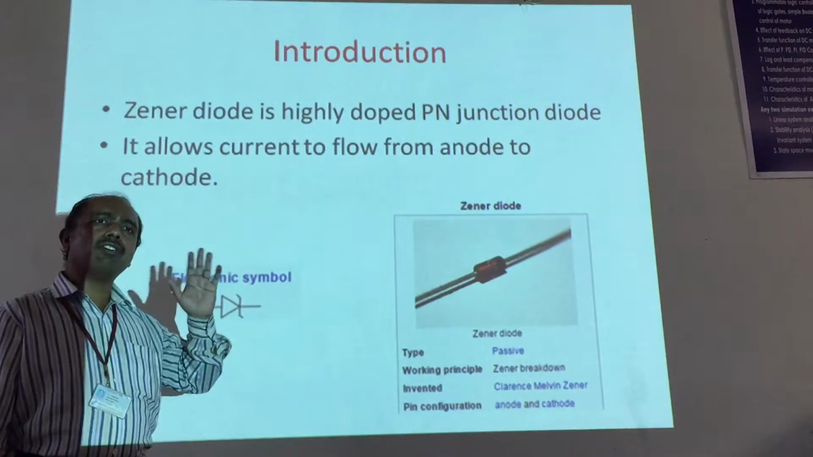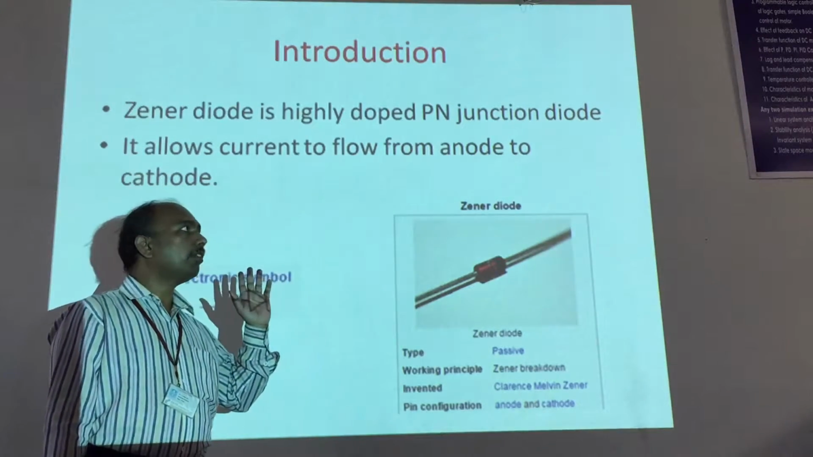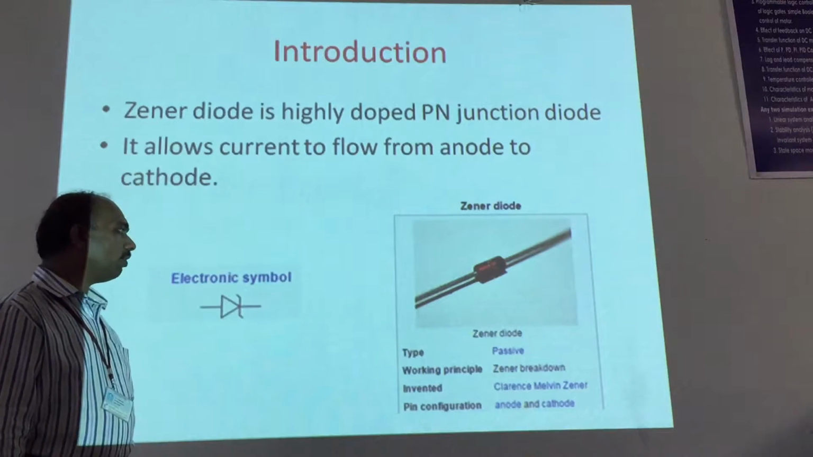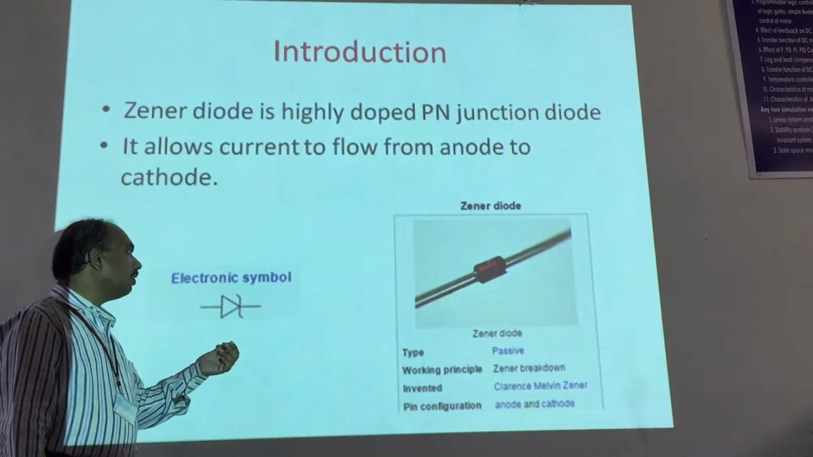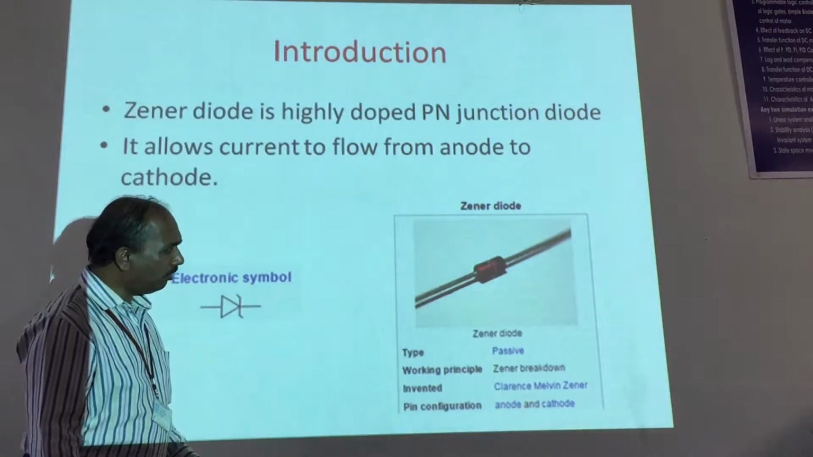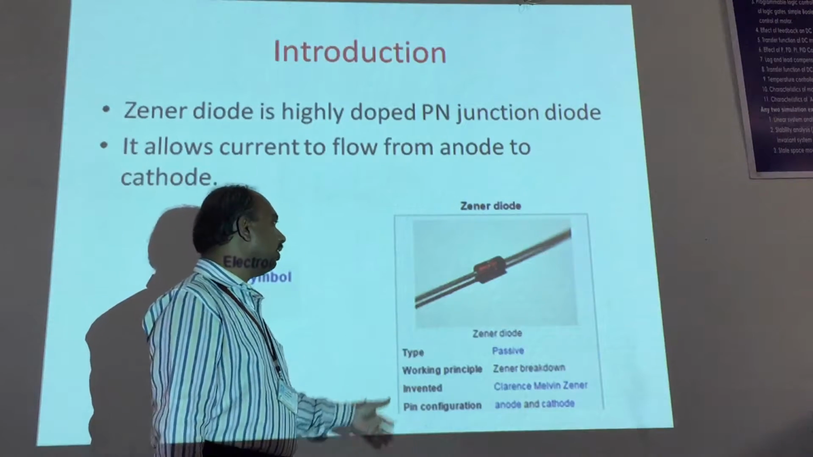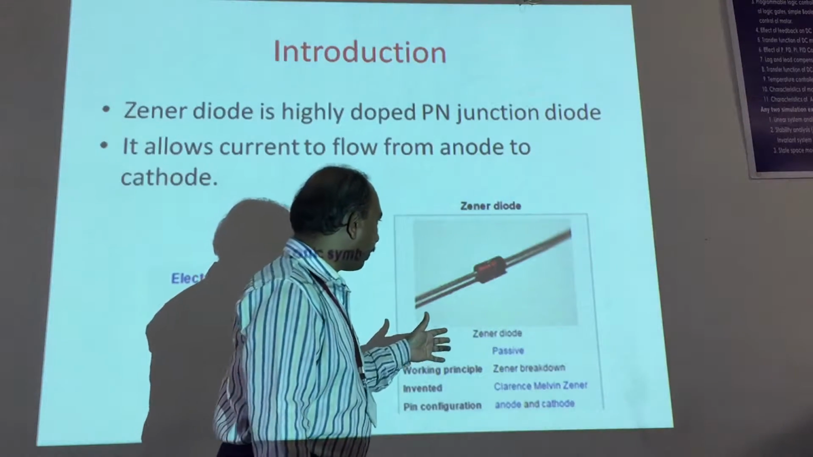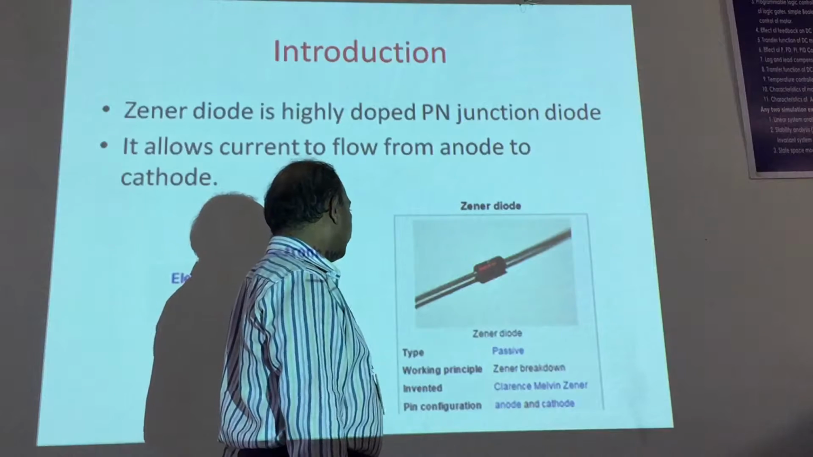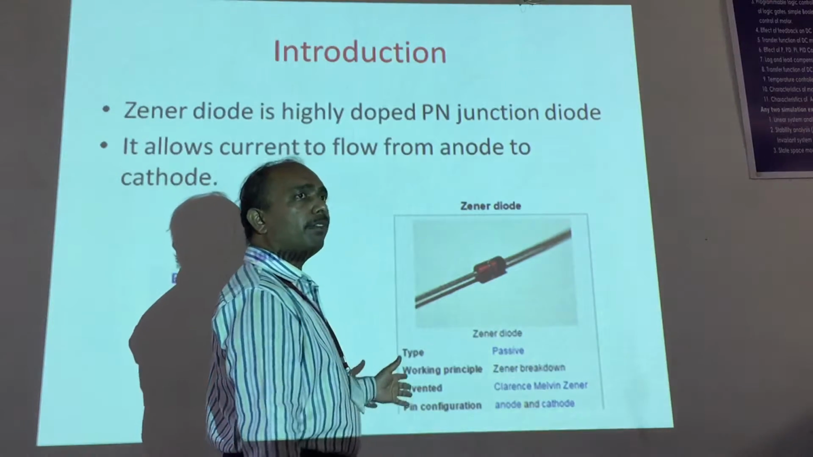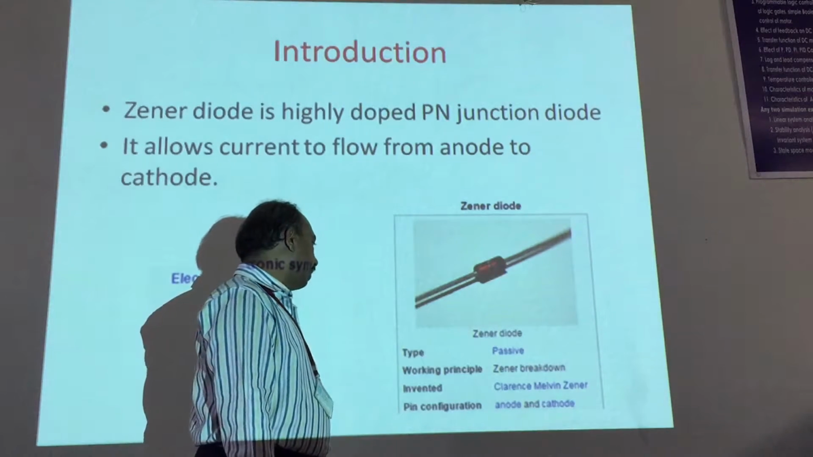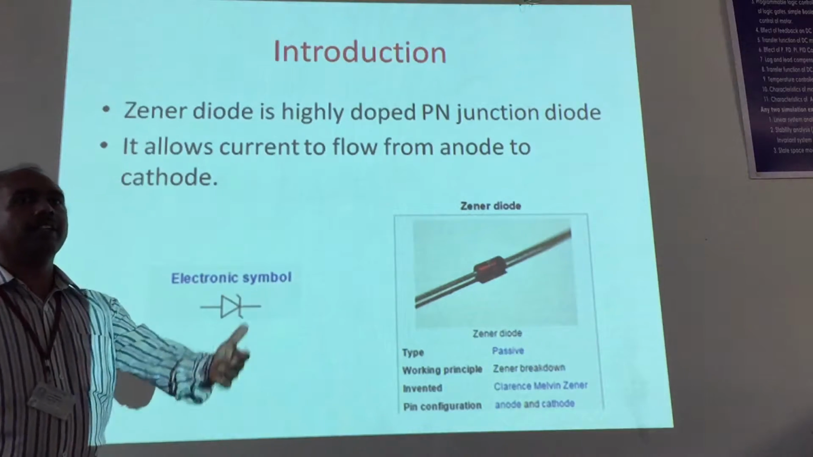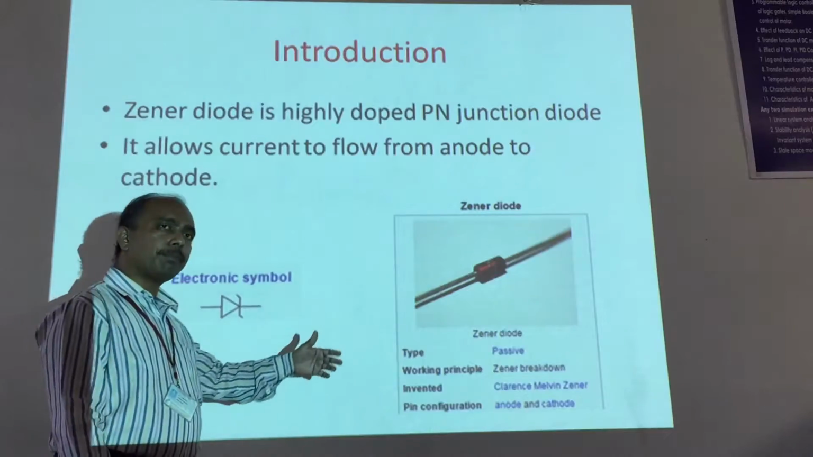It also allows flow of current in one direction only, that is from anode to cathode. This is the symbol for zener diode, and these are the various specifications for zener diode. Its type is a passive device, and its working principle mainly lies in the zener breakdown region. Let us see mainly the working principle.